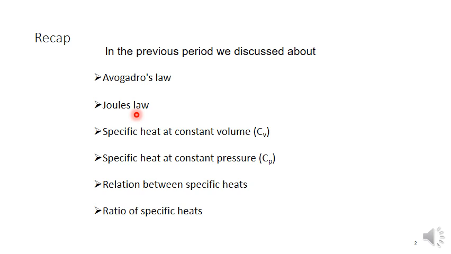We all know the specific heat at constant volume and the specific heat at constant pressure. The amount of heat required for a 1 Kelvin rise, keeping volume constant, is called the specific heat at constant volume. The amount of heat required for 1 Kelvin, maintaining constant pressure, is called the specific heat at constant pressure, denoted by Cp.